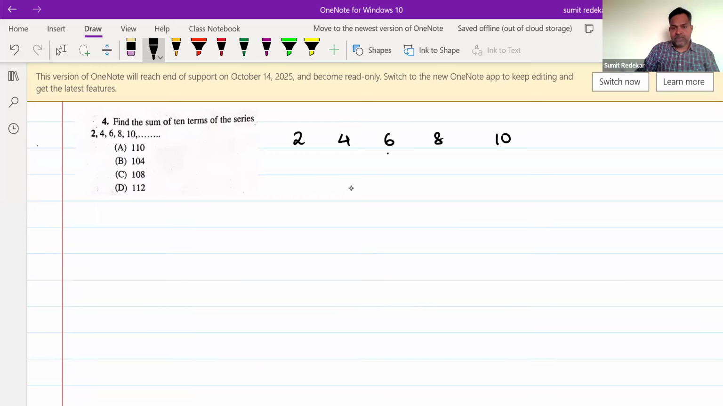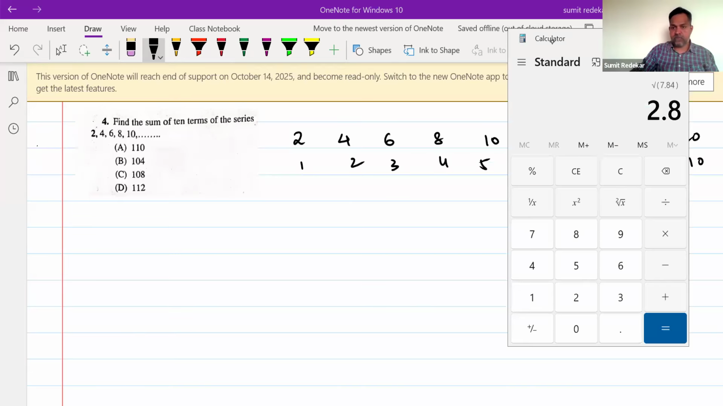AP के लिए 6 + 2 = 8, 4 + 2 = 6, perfect. तो ये AP है. अब to be very honest, 10 terms का sum निकालने बोला है, ऐसे ही add कर दोगे तो भी आ जाता, क्योंकि आपको उन्होंने पहली 5 terms तो दे ही दिए, 1, 2, 3, 4, 5, बस. और 6, 7, 8, 9 और 10 बचा, 2-2 से बढ़ते जा रहा है, तो ये 12 है, ये 14 है, ये 16 है, ये 18 और ये 20 है.